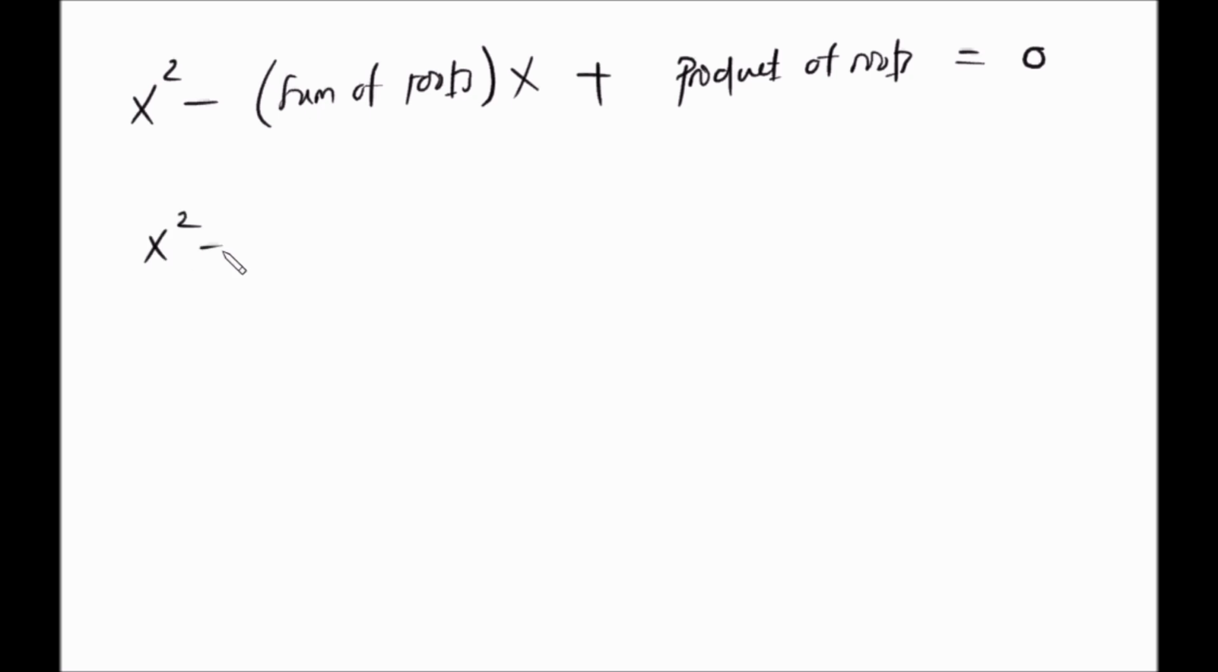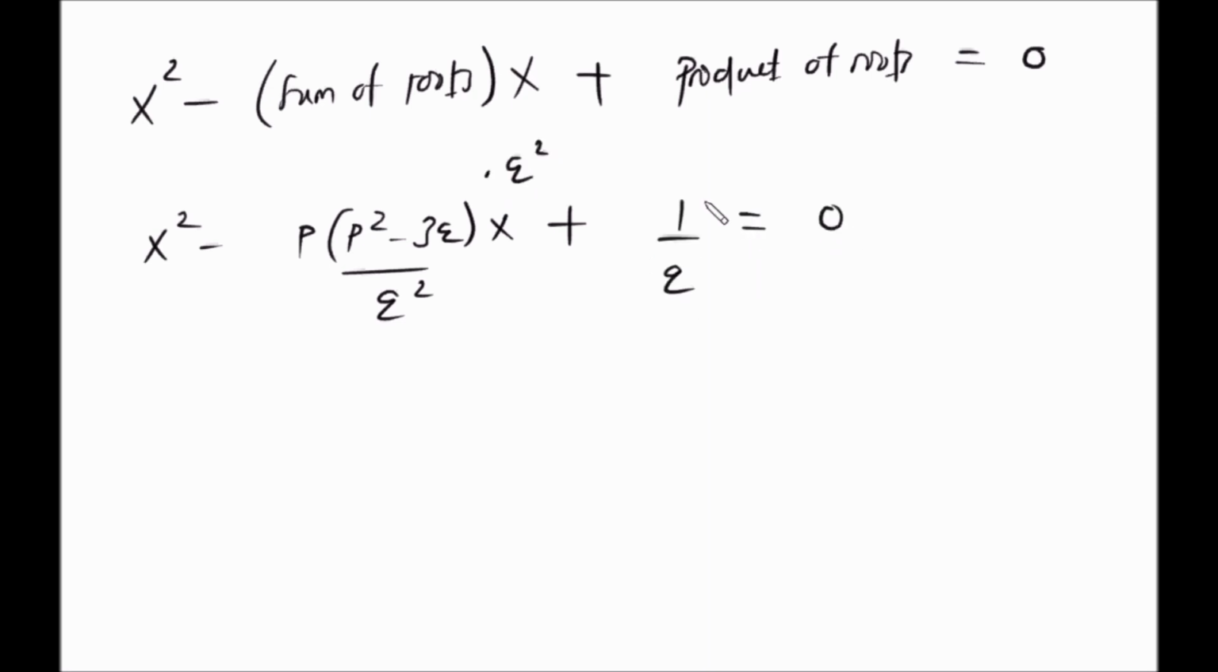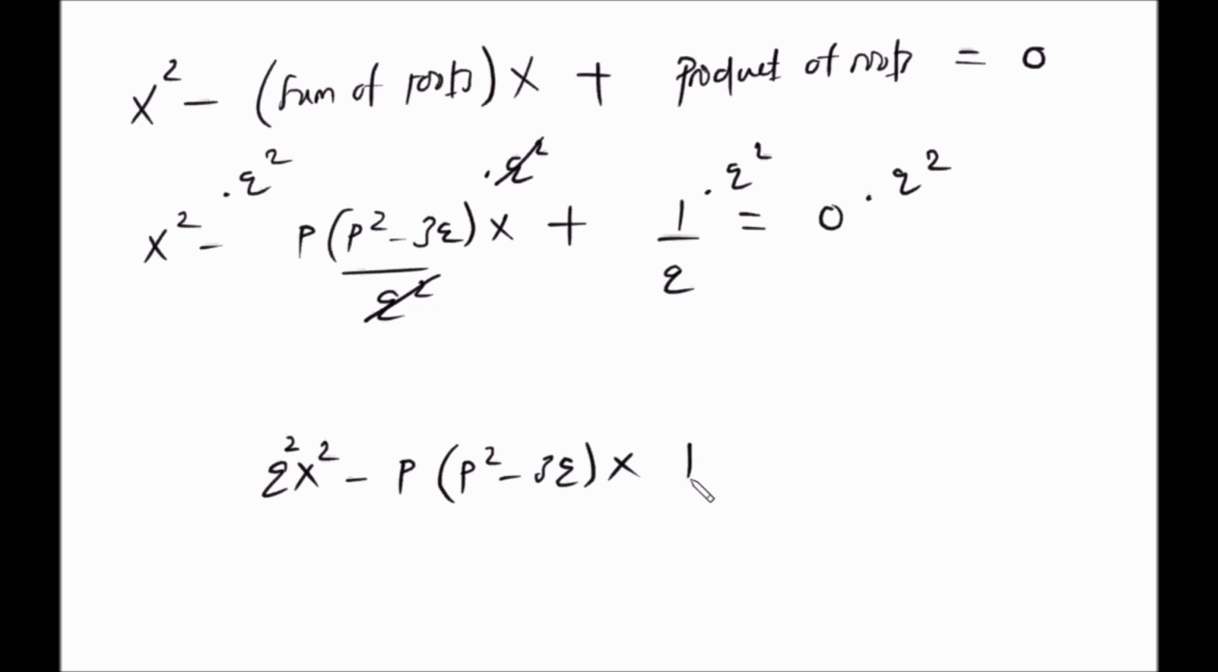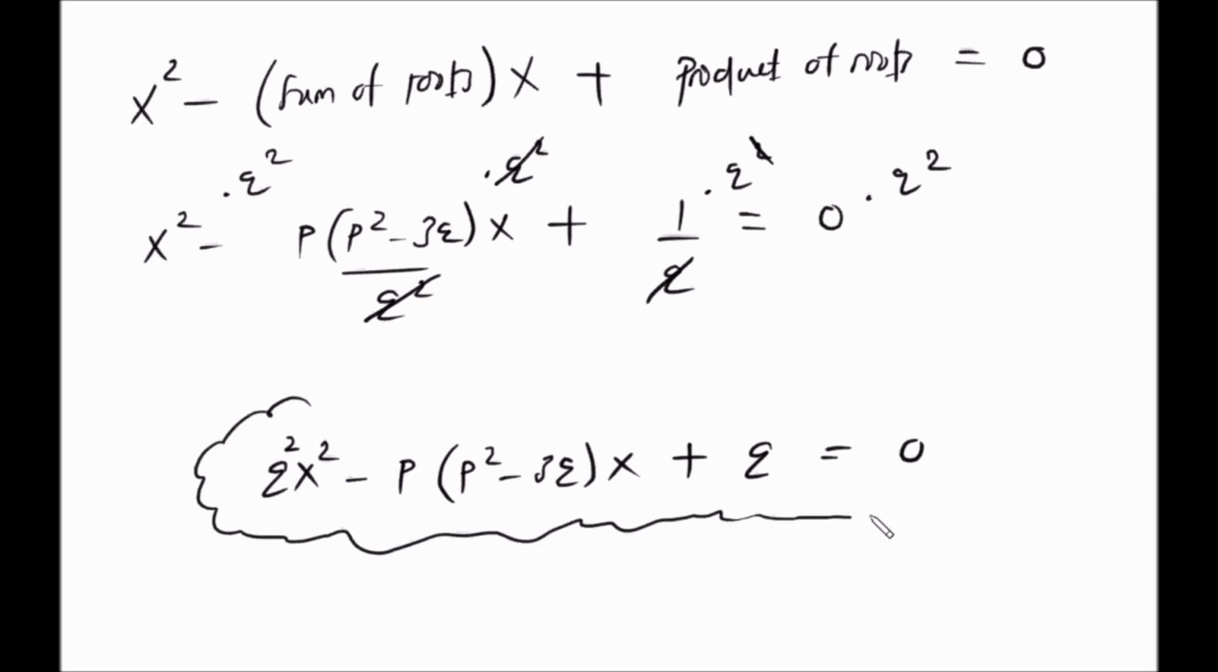Kwa hiyo itakuwa ni x squared minus sum of roots tumepata p, so we have p squared minus 3q over q squared x plus 1 over q sasa na 0. So I'll times by q squared everywhere, kuondoa hizi za chini. So nitabaki na q squared x squared minus p squared minus 3q x plus, so q moja atakufa hapa, tabaki moja, q sasa na 0. So this now is the equation whose roots ndo nini?